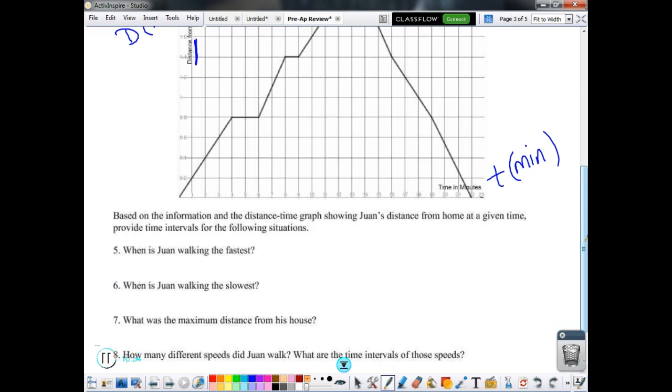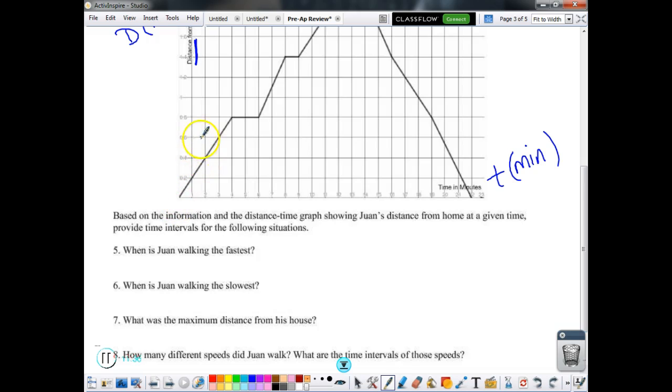So now they're talking about when is Juan walking the fastest. How do you figure out how fast someone is walking? How much distance he traveled in that amount of time, right? So you did distance divided by time. So here, distance divided by time would be your slope. The change in y divided by the change in x, the change of the distance divided by the change in time, that's your slope, right? So all you have to do is figure out what the slope is.